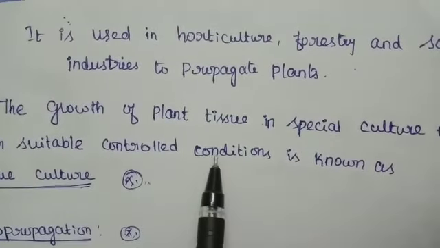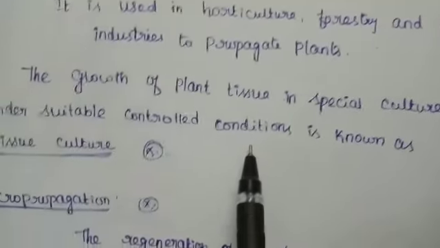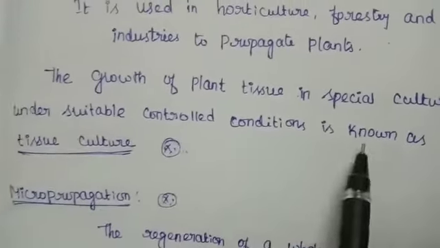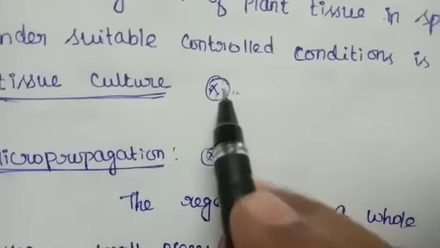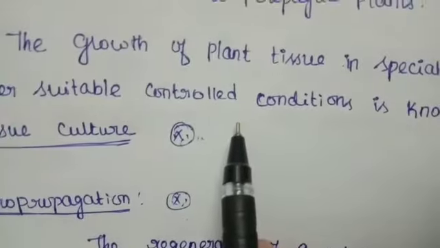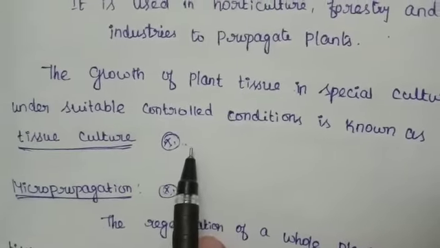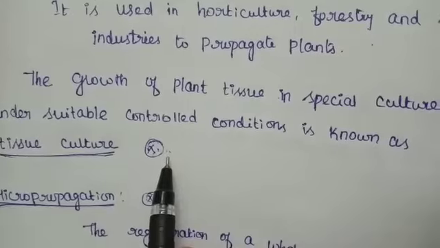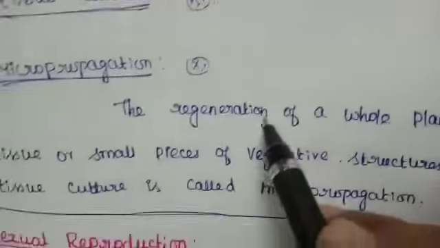Next, the growth of plant tissues in special culture medium under suitable controlled condition is known as tissue culture. This is also a very, very important 2-mark question. What is it? The growth of a plant tissue in special culture medium under suitable controlled condition is known as tissue culture. Next, micropropagation is also a very important 2-mark question.